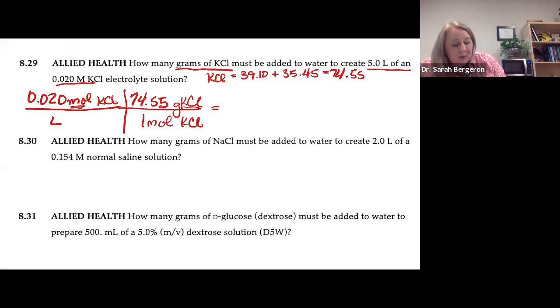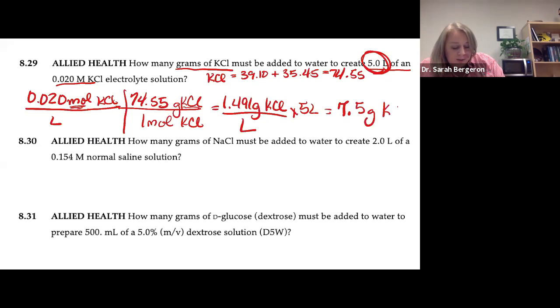All right, so now I'm going to be in grams per liter. So that's great. Now I'm going to get 1.491 grams KCl per liter. But that's not what they're asking. They're asking for a 5 liter solution. So all you have to do is multiply by 5 liters and you get 2 sig figs grams KCl.